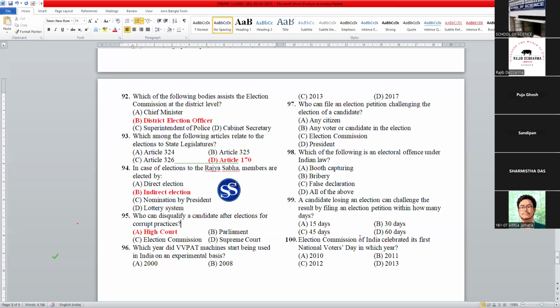Okay, here is a question. Which year did VVPAT machines start being used in India on an experimental basis? Mind it, the question is on experimental basis.